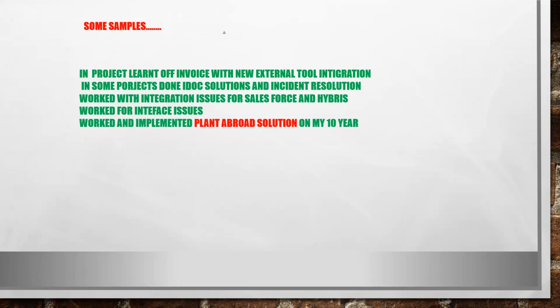This is very, very important, my friend. I'm pointing it out in red color because in my 10 years of experience I had never seen this solution; in my 10th year I implemented it in one of my projects. These kinds of skills differentiate you. This plant abroad solution is specific to European projects. If you have Euro projects on your resume, you must know these skills so you can impress the interview board: I can implement plant abroad, because without plant abroad, nothing will happen in Europe.